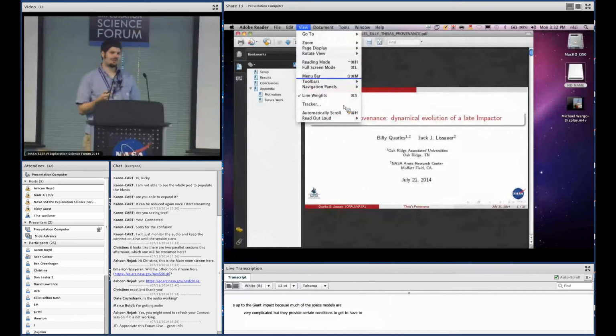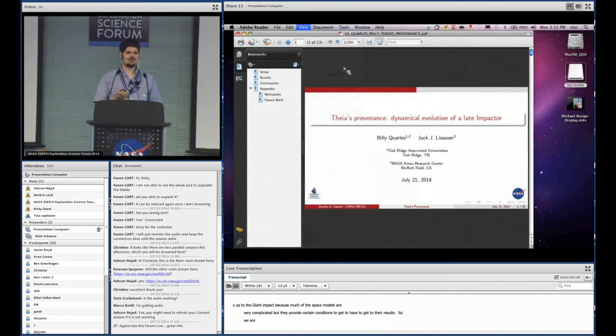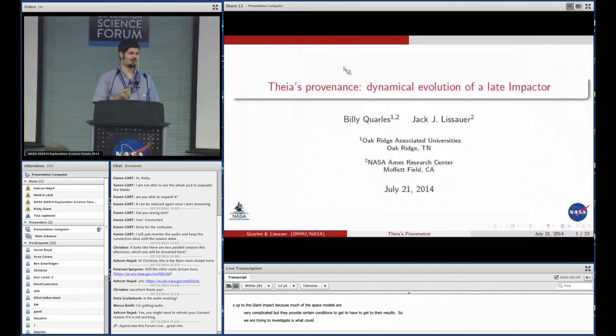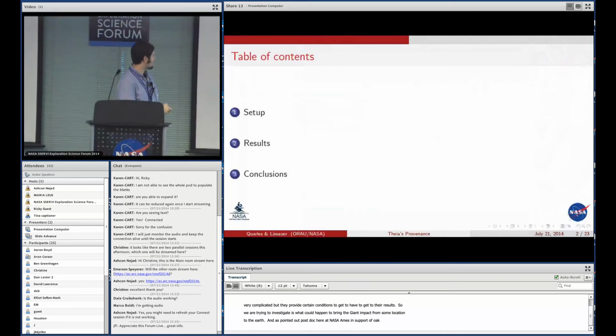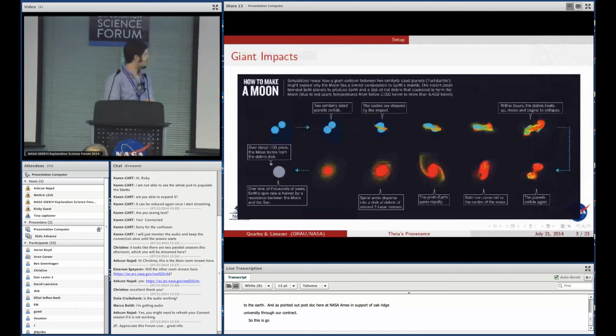And so what we're trying to investigate is what could happen to bring the giant impactor from some location to the Earth. And as pointed out, that's a postdoc here at NASA Ames, supported by Oak Ridge Associated Universities through a contract. So this is going to be the setup, the results and conclusions, and if we have time, we'll go back through some other things.